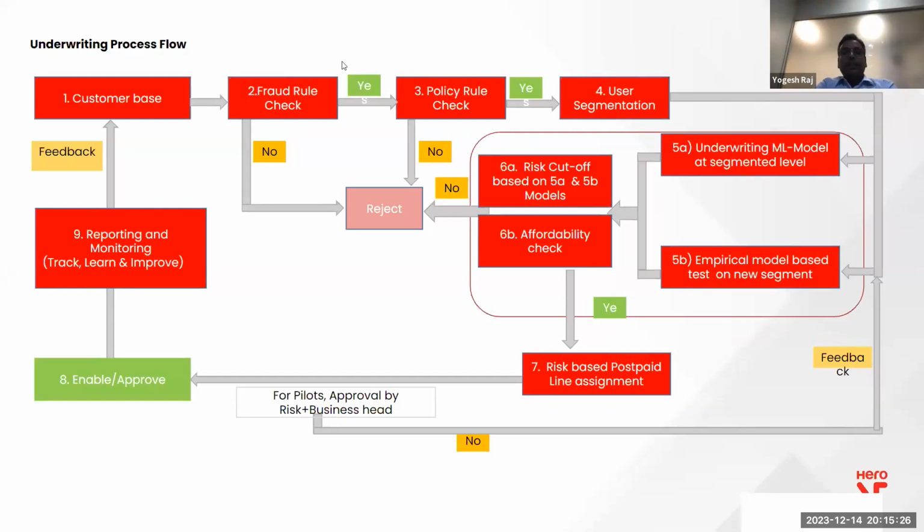So post that, different kinds of companies have different kinds of underwriting model frameworks where they try to predict the probability of default, that is, whether the customer will pay me money or not.